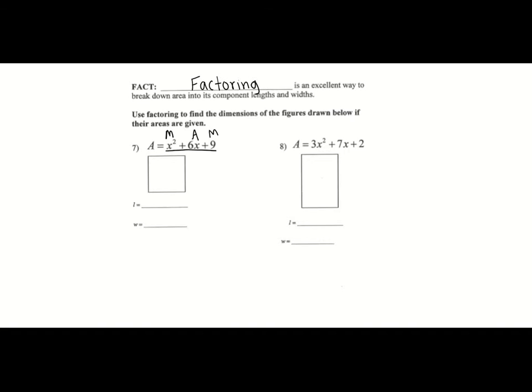break it up into multiply, add. We have a 1 out here. A 1 times 9 gives me 9. And they need to add to 6. So if I have 1 times 9, doesn't give me 6. 2 times, nope, can't do that. Try 3 times 3. 3 times 3 is 9, and 3 plus 3 is 6. So that is what I'm looking for.